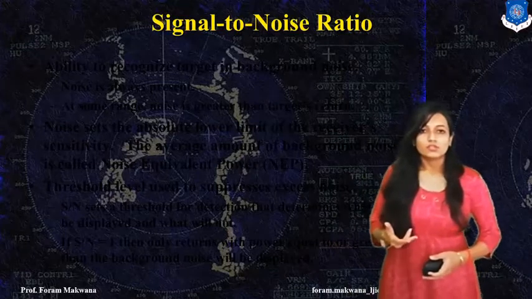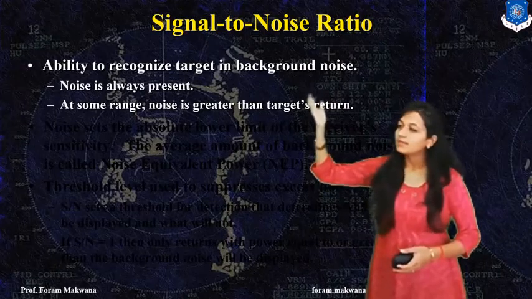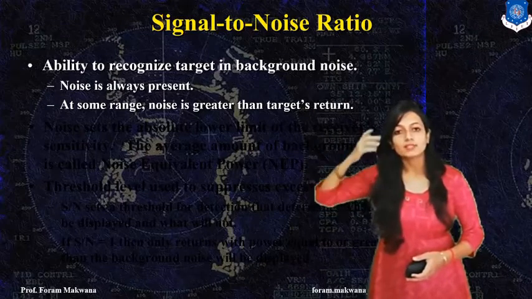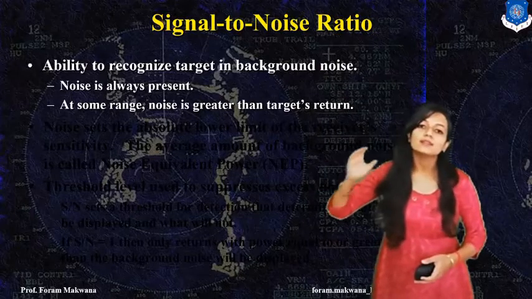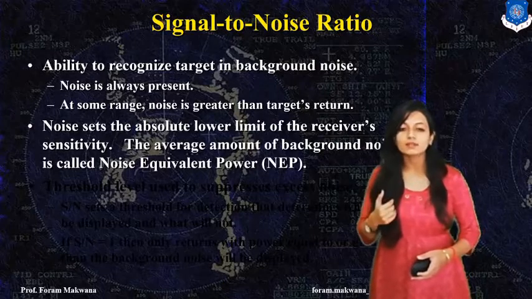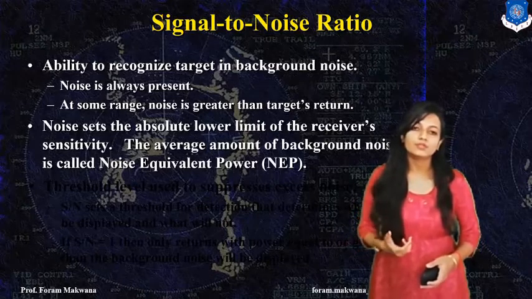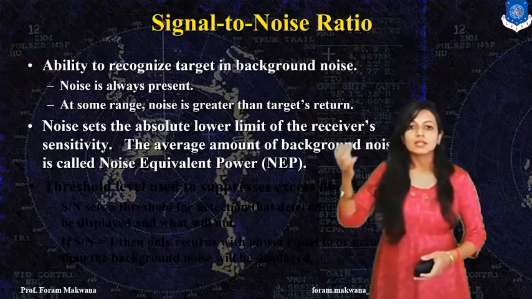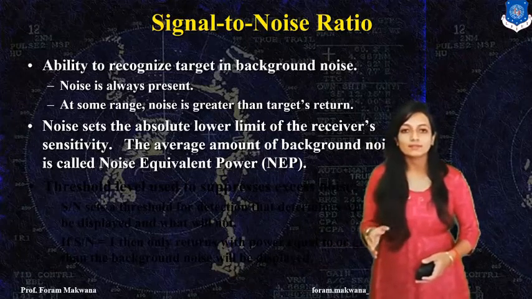What is signal to noise ratio? It is the ability to recognize a target in the presence of noise. Why? Because noise is always present. At some range, noise is greater than the target's signal. That means the amount of noise is more when we receive an echo signal, because that echo signal also includes the signal which is reflected from fixed targets like mountains. Alright?